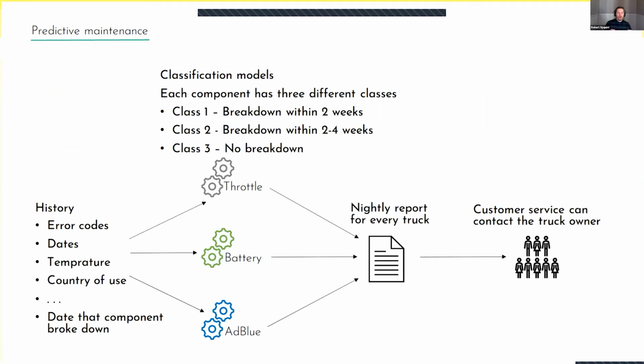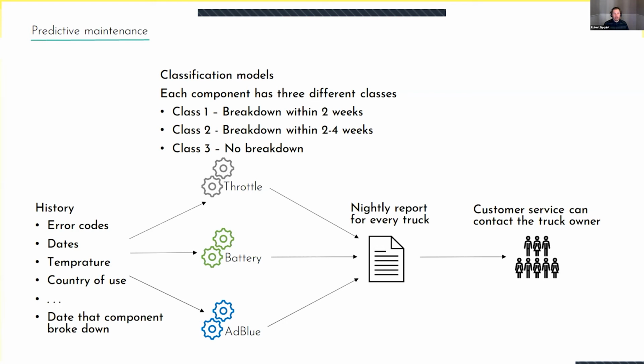So how this worked is, once again, there are a lot of different models, but they do the same thing. We have the history for the trucks. We have error codes, dates, temperature, the country where the truck is used, and then we have the date the component broke down, which is the interesting part that we want to predict. So we started with 3 different components: throttle, battery, and AdBlue. And for each of them, we created a classification model. One class says the component breaks down within 2 weeks, one class if it breaks down within 2 to 4 weeks, and class 3 is no breakdown, which also means there are no breakdowns within the upcoming 4 weeks.